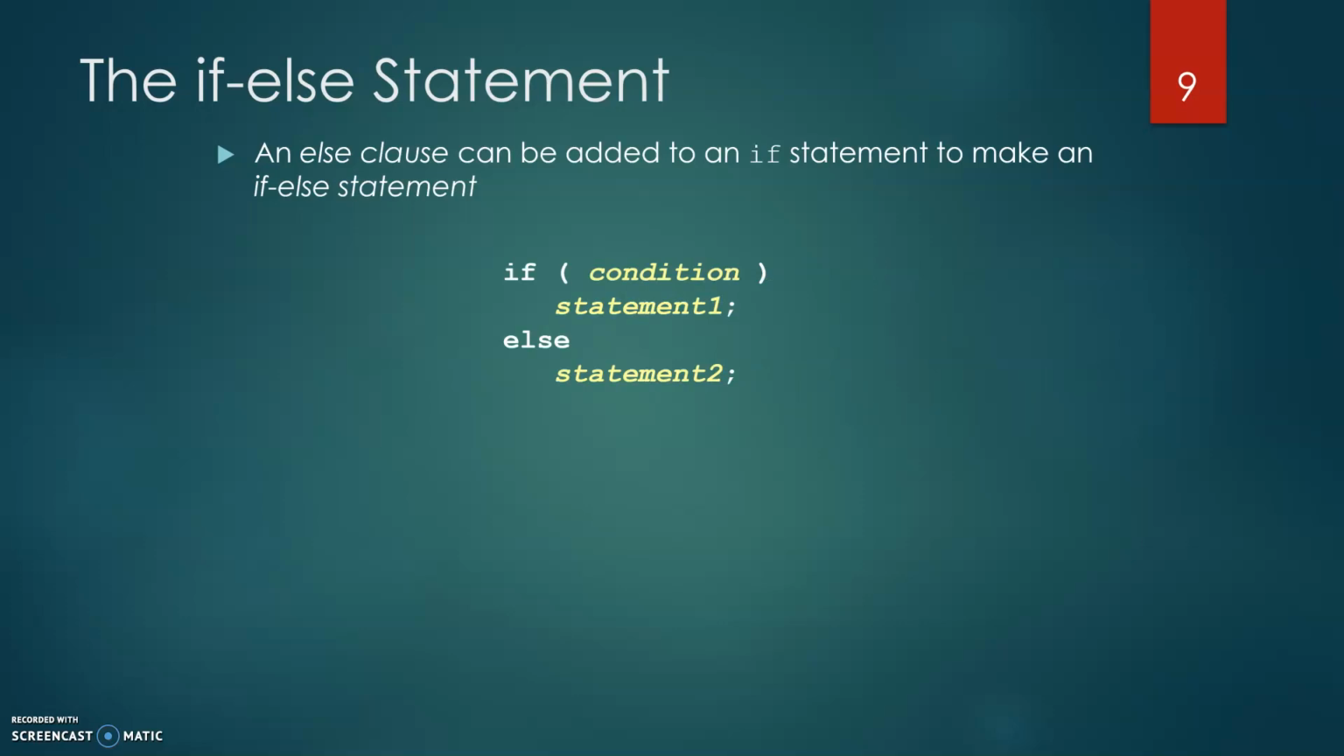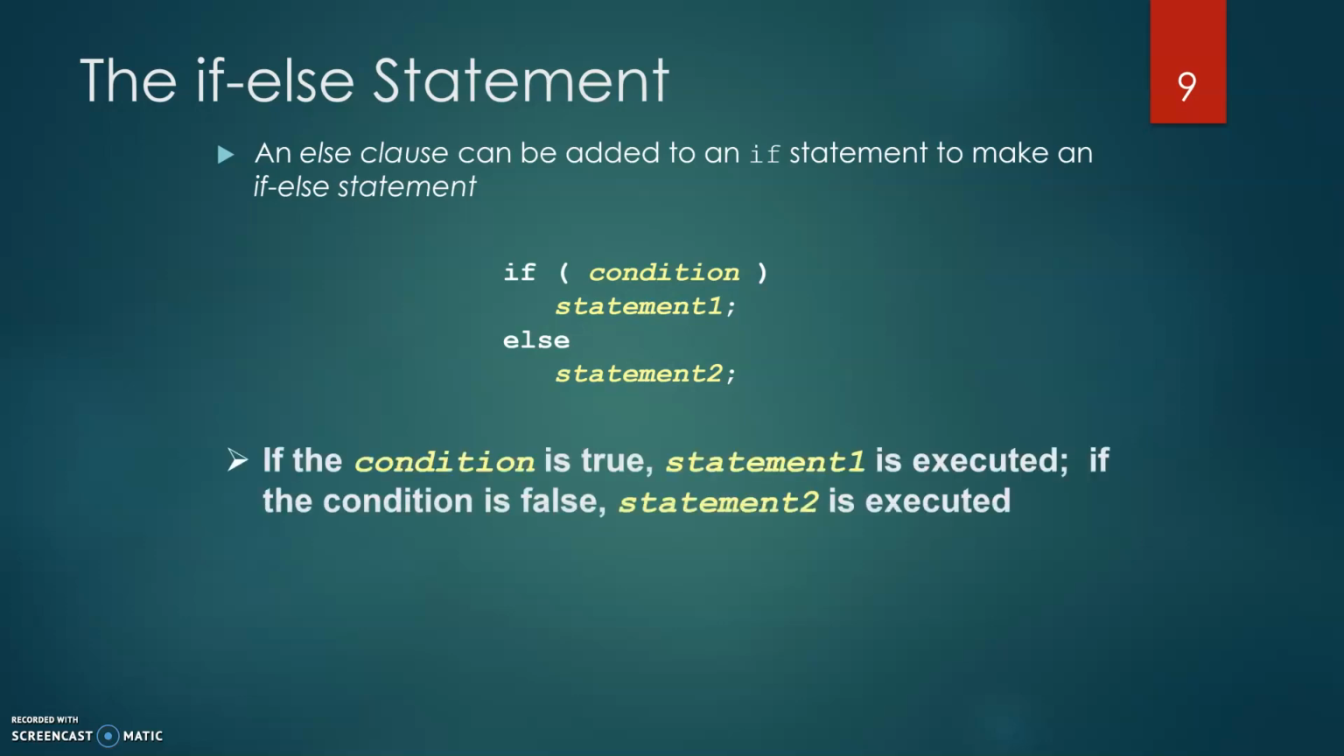This is what the if-else would look like. So if the condition is true, then we would execute statement 1. If the condition evaluates to false, we would execute statement number 2. So it's one or the other. It is never, ever both. If the condition is true, statement 1 is executed. If the condition is false, statement 2 is executed. One or the other will be executed, and again, not both.